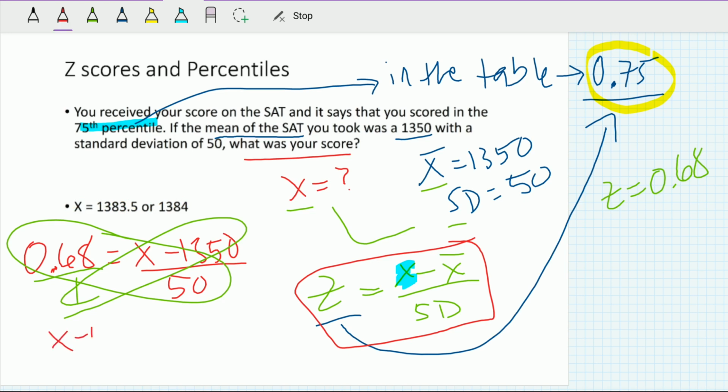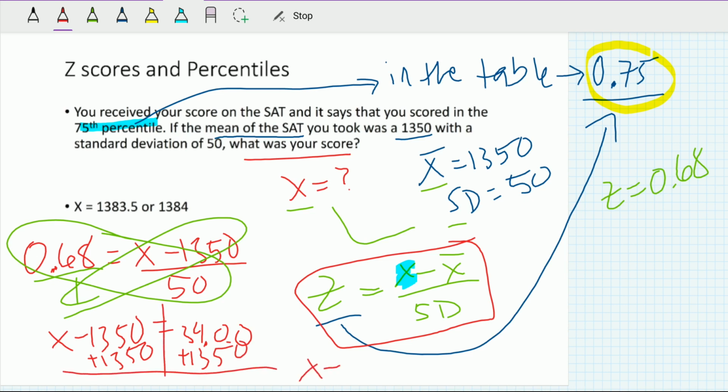Let me actually do it. So that, and then times that, which I can potentially do in my head, but let's see. It'll be 0, 40, what is that? 34, and then 1, 2, okay? And so then plus 1350 on both sides, because I'm trying to isolate the variable. And so then I end up getting x is equal to, what is that? 1384, which is right there. So there you go, I was right.